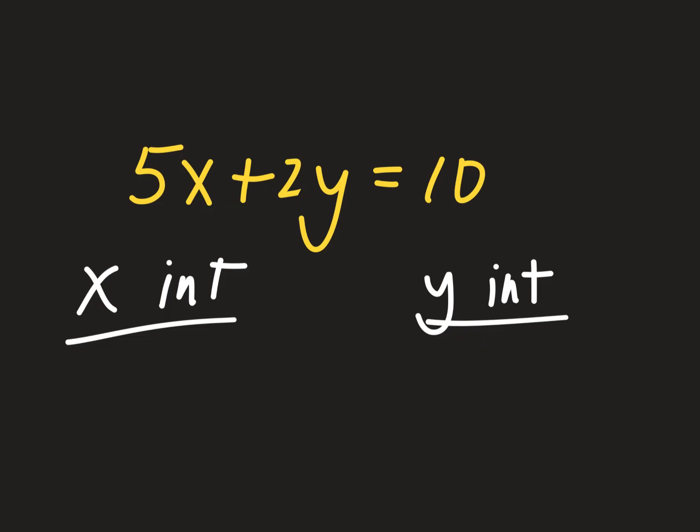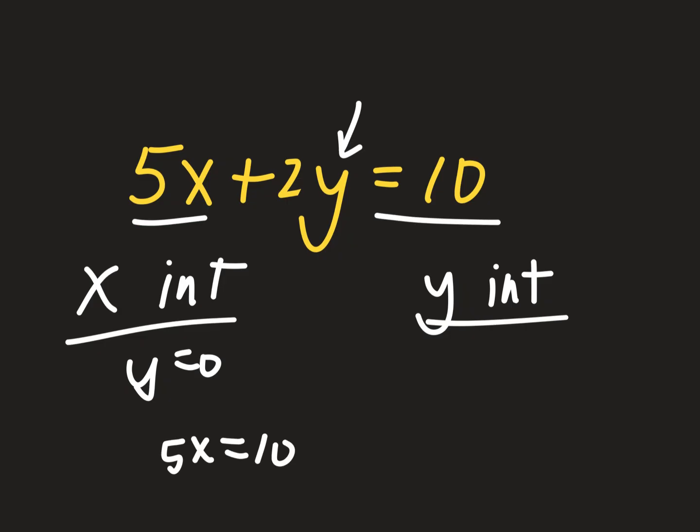The x-intercept is where y equals 0. So I'm going to stick in y equals 0. Right there, I'm going to put a 0. And then I know that means 5x equals 10. And that means x equals 10 over 5, which is 2.